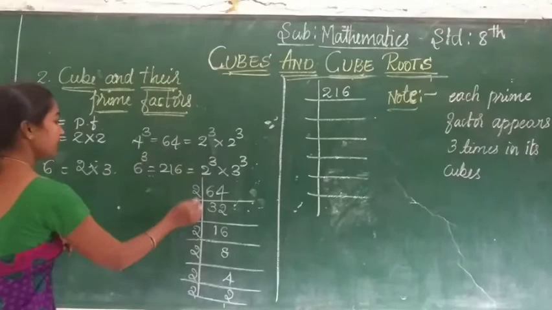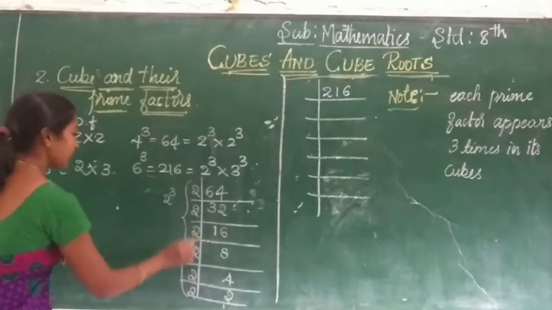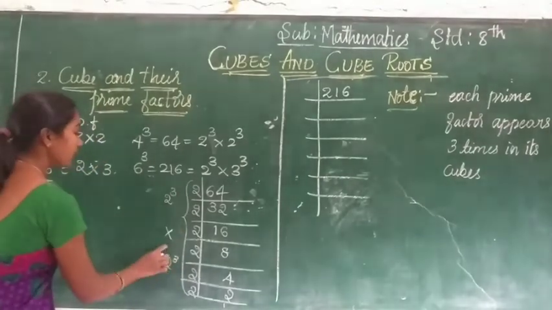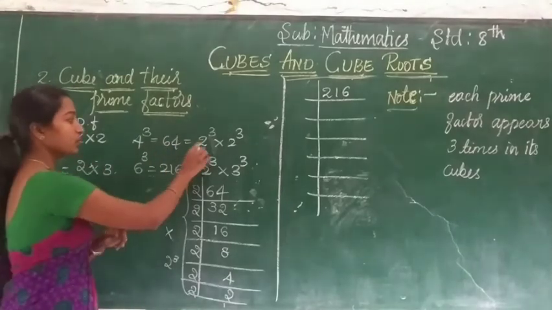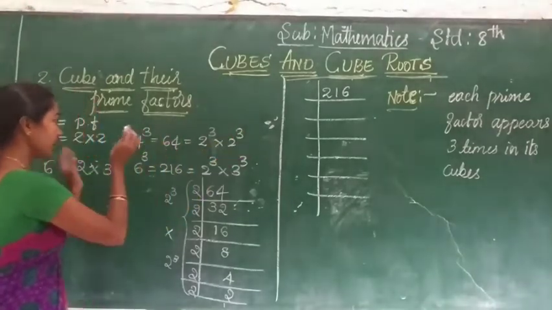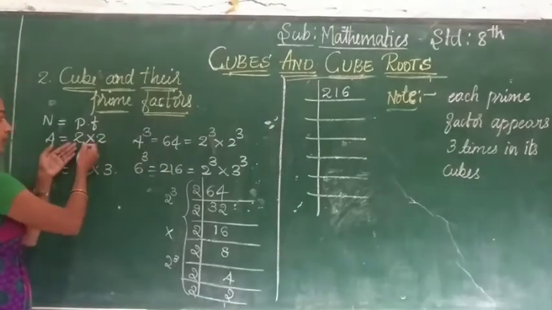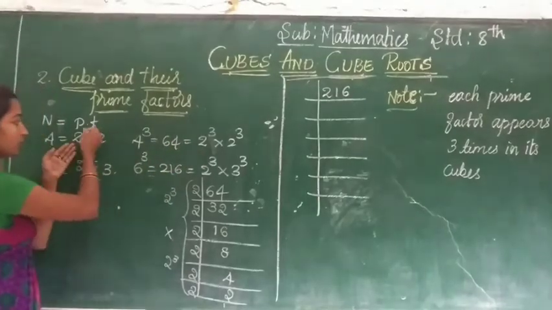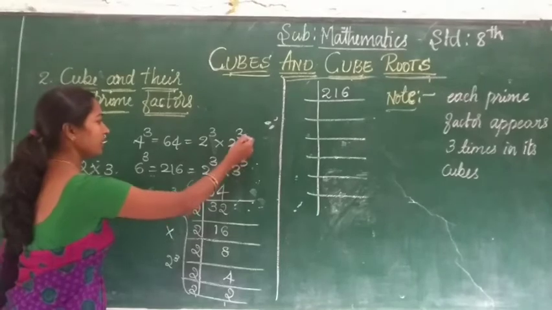For this problem, how many 2s are there here? Here 2, 3 times. 64 is written as 2 cube into 2 cube. Now observe here. The number is 4 cube, and the prime factors are also in the form of a cube: 2 cube, here also 2 cube. Here only 2 is there, here 2 cube.